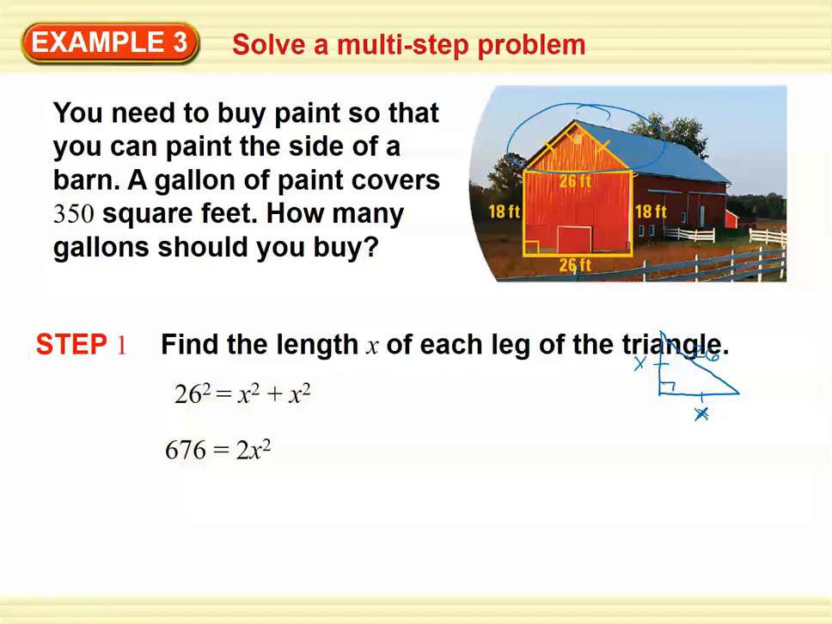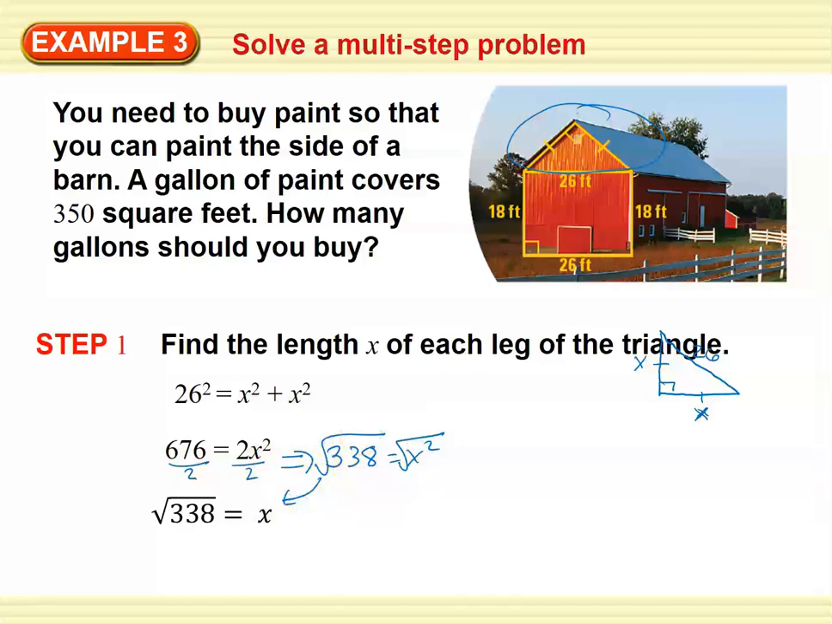All right, now from here, we want to try and solve for x. So we're going to divide by 2. And that's going to give you 338. Sorry, I'll write that over here. So 338 is going to equal your x squared. And then to figure out x, you would just have to square root both sides. And that's how we get that right there. Okay, so x is equal to the square root of 338.